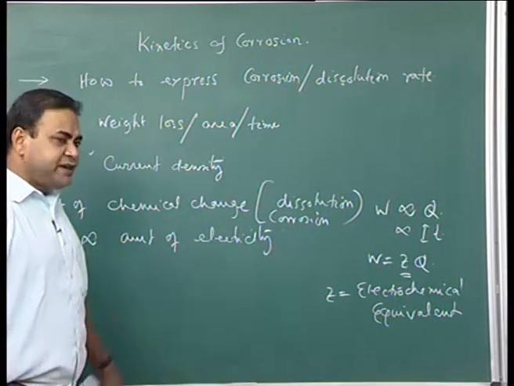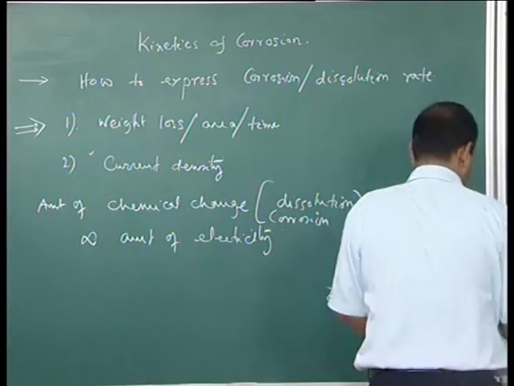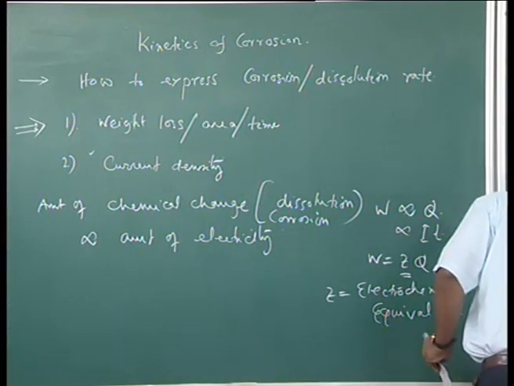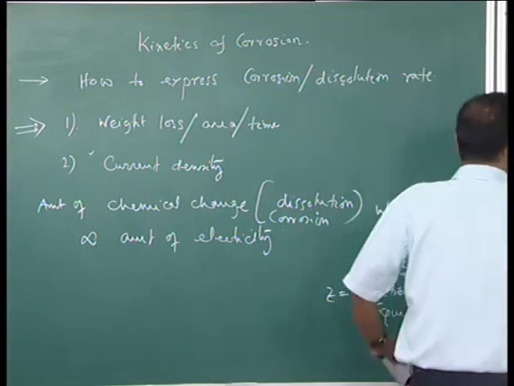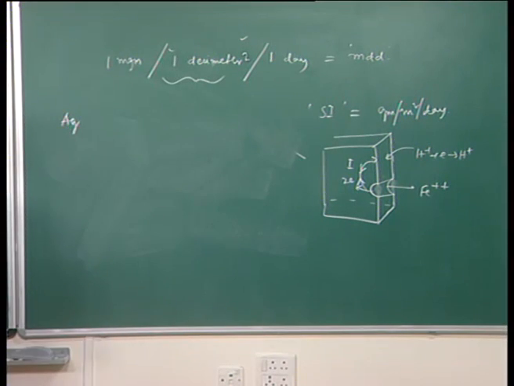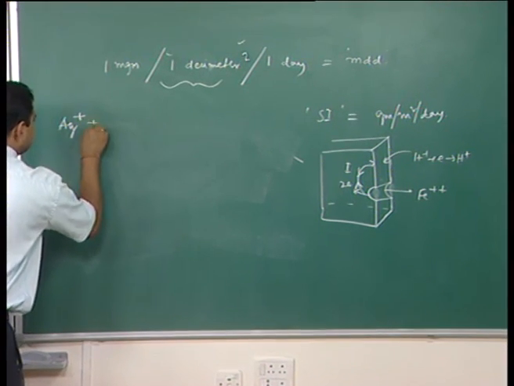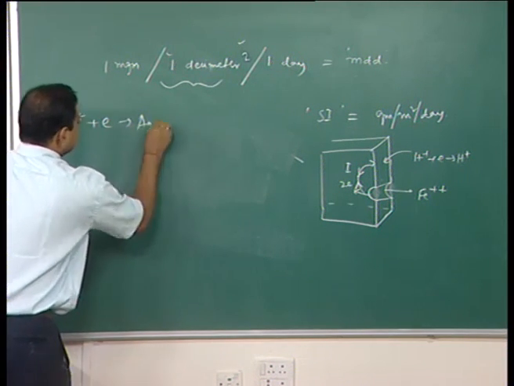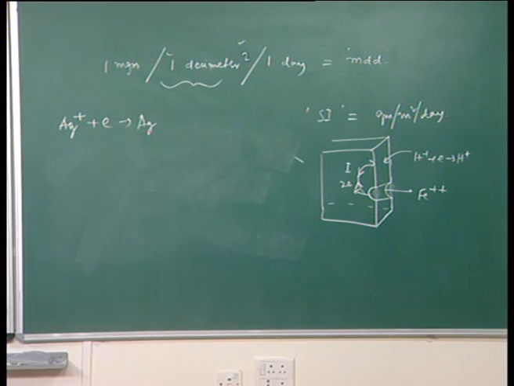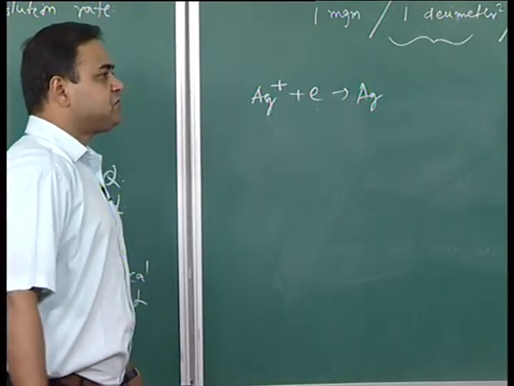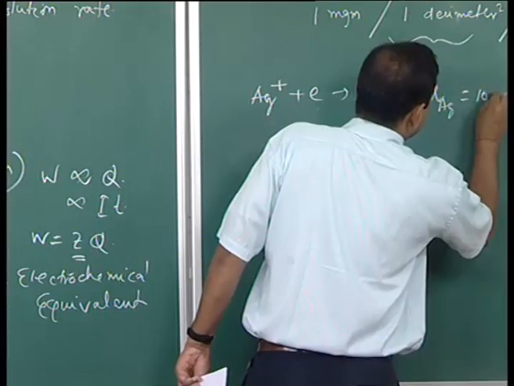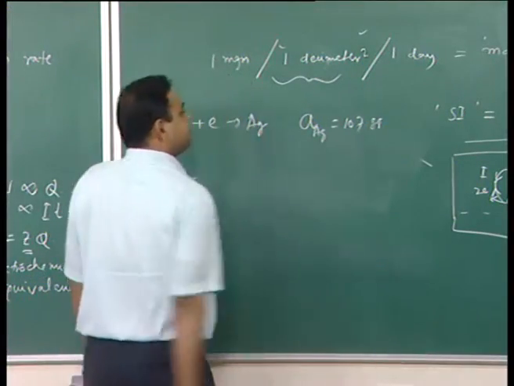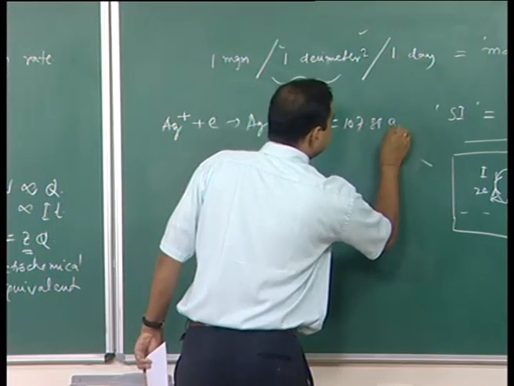How to know Z? Let us say in case of silver, so this reaction is possible since silver is highly electropositive metal. So it is a noble metal, so reduction process is taking place, and we know what is the atomic weight of silver, 107.88 gram per mole.